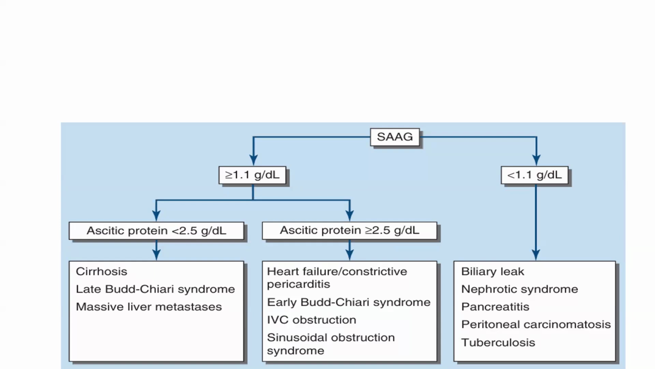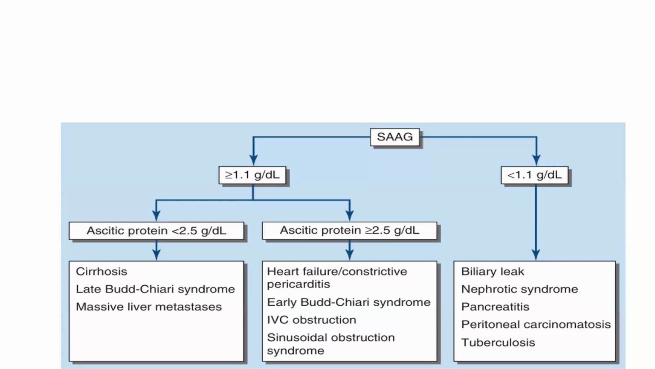But if it is less than 1.1, then we need to think about the etiologies like biliary leak, nephrotic syndrome, pancreatitis, peritoneal carcinomatosis, and tuberculosis. But as I said before, if this value is more than 1.1, the reason could be liver, could be heart. So how to differentiate it further?